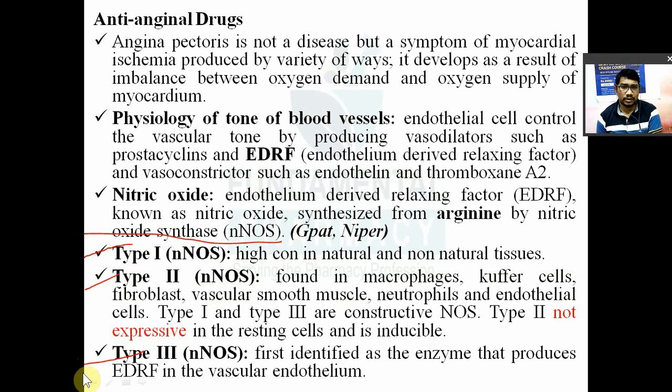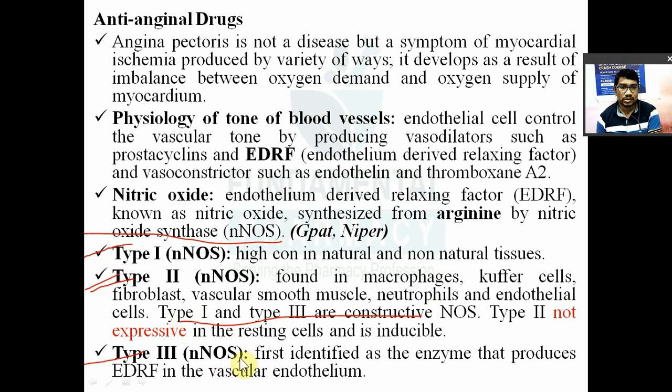So type 1 is found in neuronal and non-neuronal tissue. Type 2 is found in macrophages, Kupffer cells, fibroblasts, vascular smooth muscle, neutrophils and endothelial cells. Now type 1 and type 3 are the constitutive nitric oxide synthase enzymes. Type 1 and type 3 are constitutive, and type 2 is inducible. A question can be made on this, so you have to remember it.